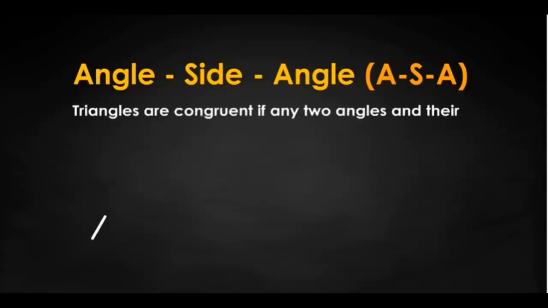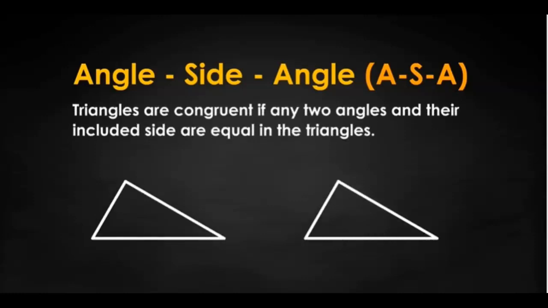This postulate says triangles are congruent if any two angles and their included side are equal in the triangles. An included side is the side between two angles. Let's compare two triangles, triangle CAT and triangle BUG. Notice that angle C on triangle CAT is congruent to angle B on triangle BUG, and angle A on triangle CAT is congruent to angle U on triangle BUG.